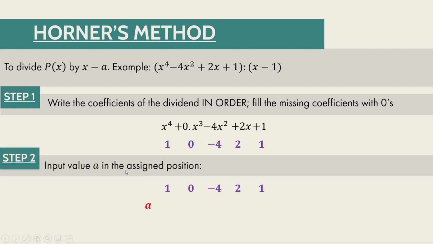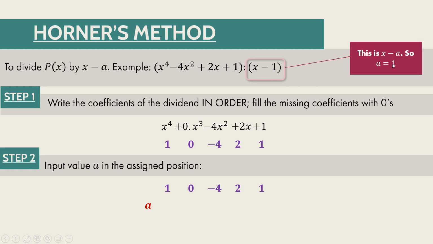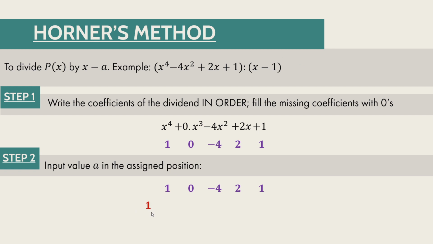Step 2. Input the value a in the assigned position. Here is the assigned position, and we need to input the value of a into this. Note that we are considering the form x minus a as the divisor. So in this case, x minus 1, a is 1. And now we input 1 into the position of a here. Now we are ready to go.